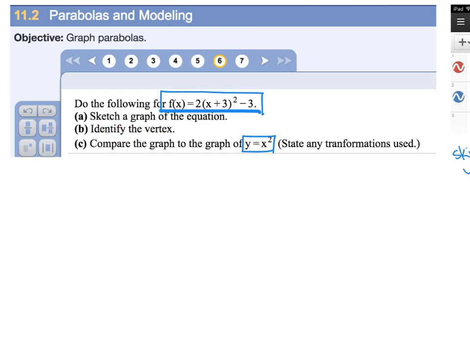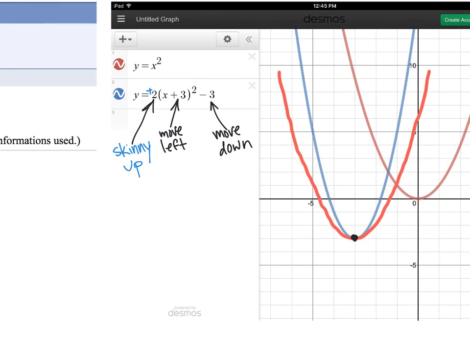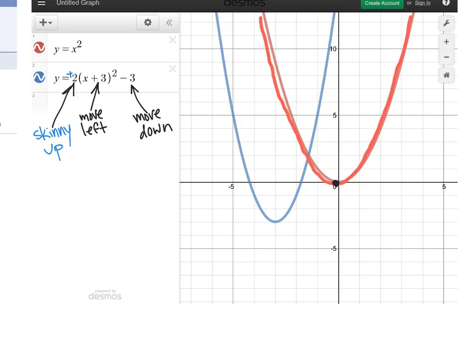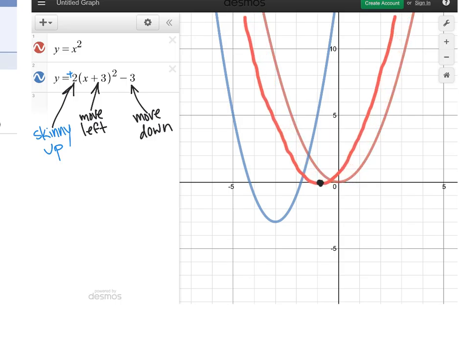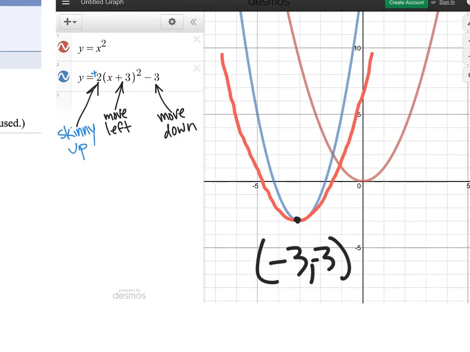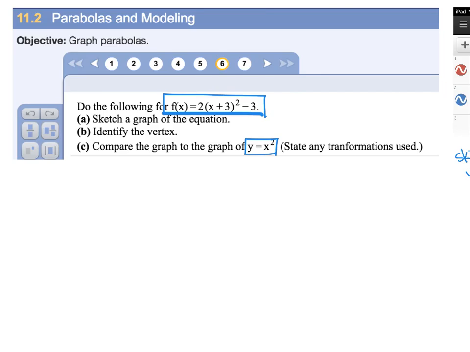If we want to identify our vertex, well, that's easy. Because our home function's vertex was at 0, 0, but it got slid to the left 3 and down 3, so our new vertex is at -3, -3. So that's our vertex. We don't even have to do any math. We just use logic.